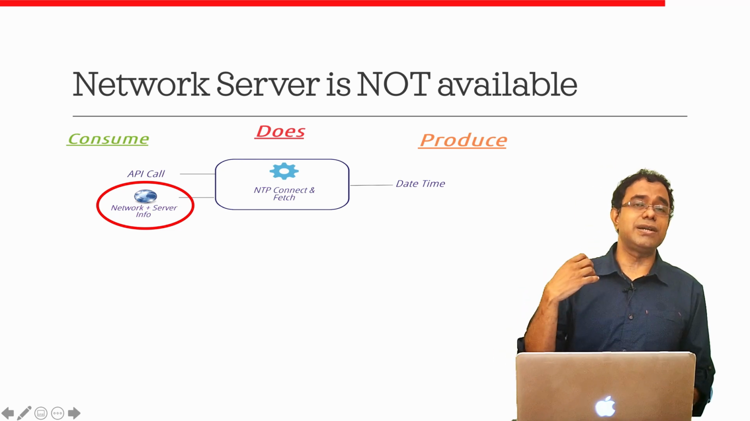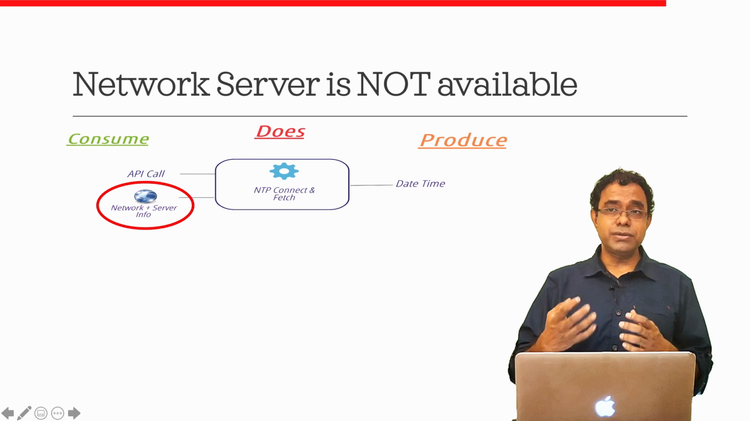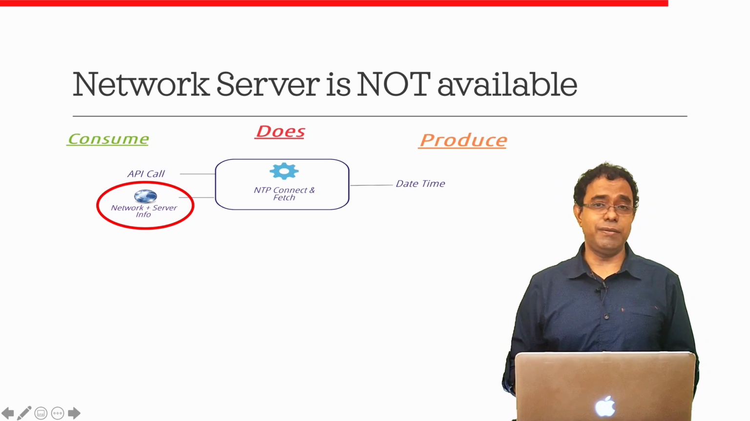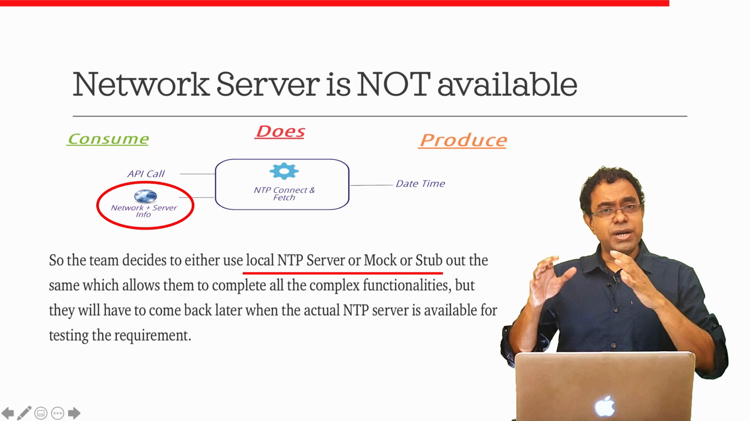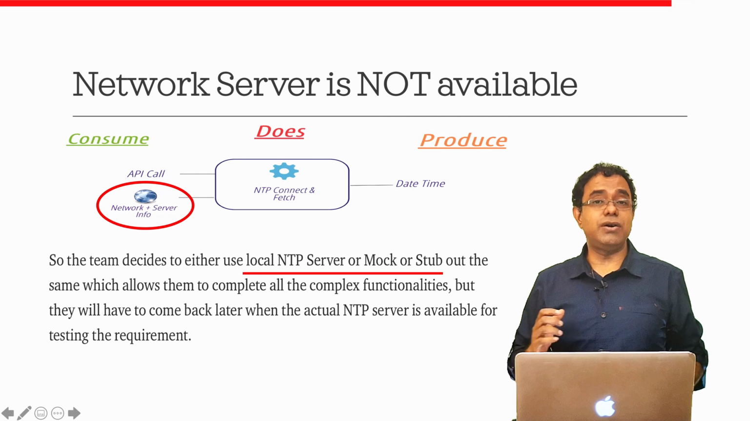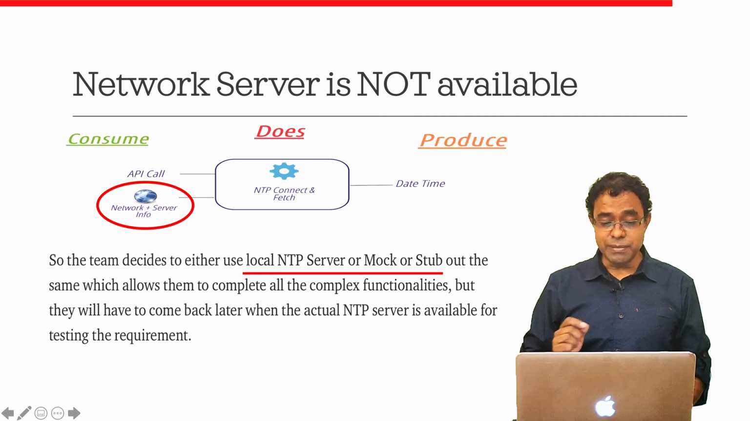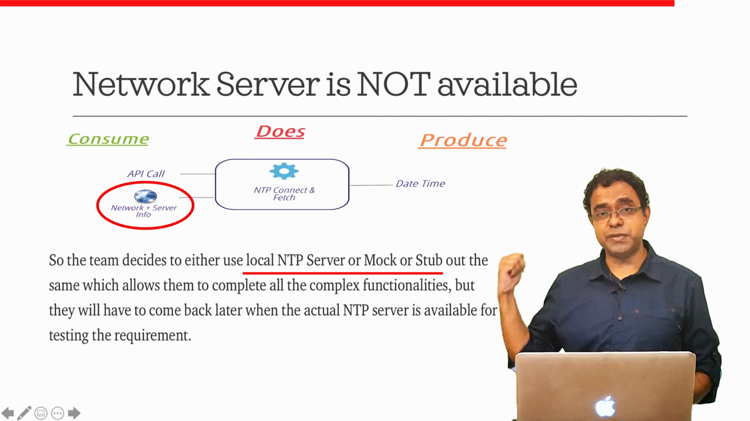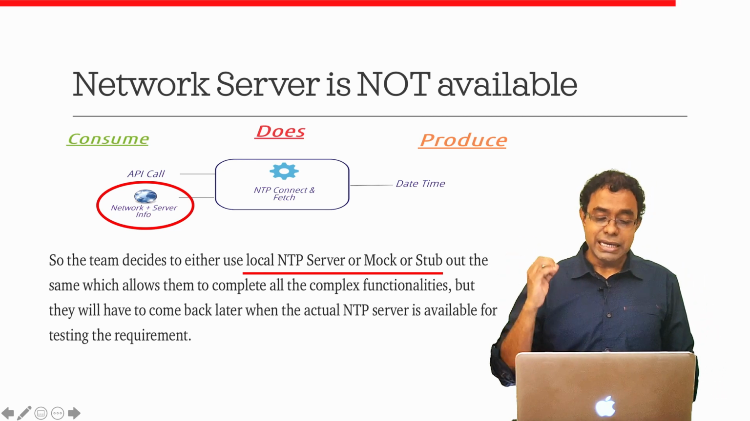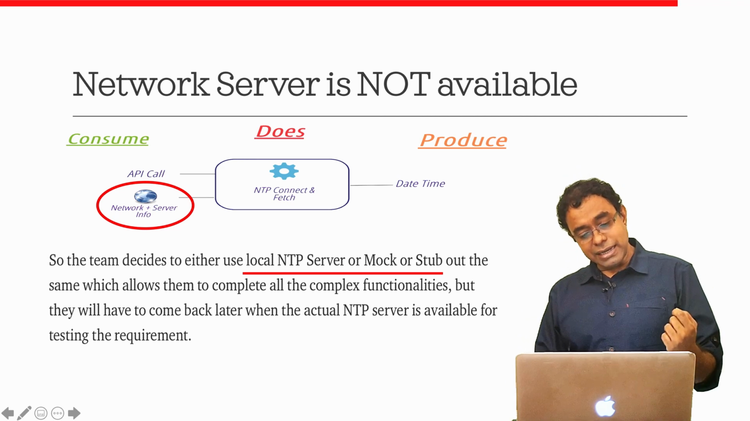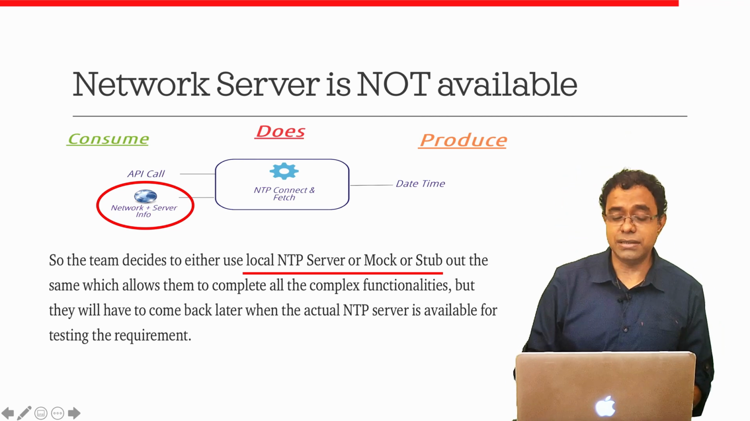Even if some things are not available, we write code so that other things, about which we know, are available. So in this case, what the team decides is that they will use a local NTP server or mock it out or stub it out, which allowed them to complete the complex functionality of this particular requirement, the NTP connect and fetch. But they will have to come back later when the actual NTP server is available.